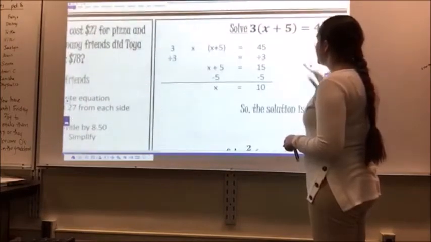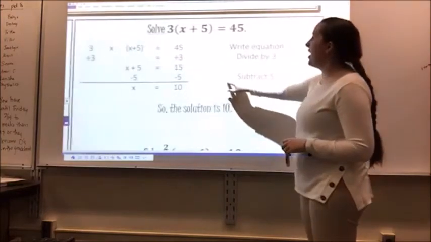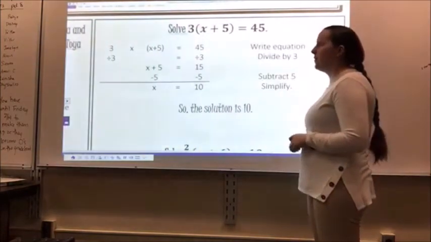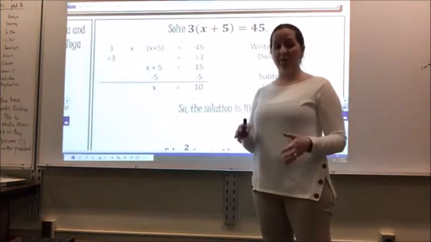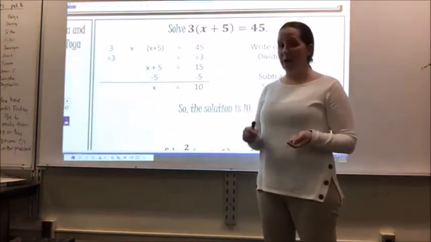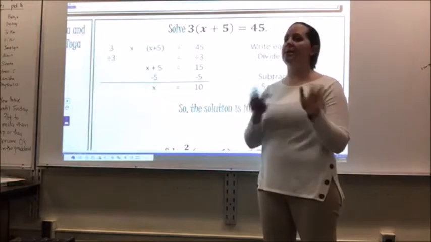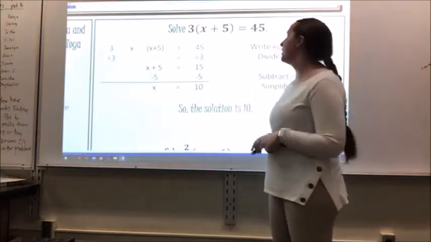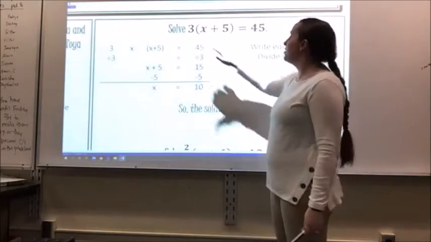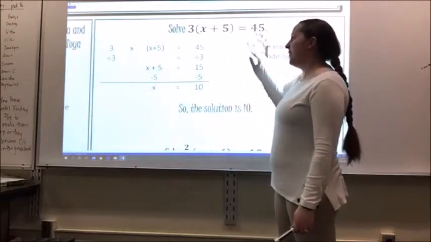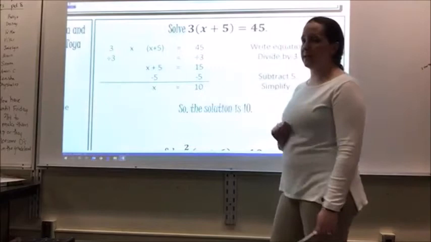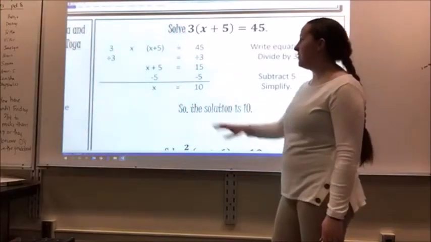Okay, the next one I have is 3 times the quantity x plus 5 equals 45. Again, I have parentheses, so I need to do those first, but I need to do what's on the outside, okay? That equal sign means I have to reverse everything, all right? So I divide both sides by 3 first. I get x plus 5, and 45 divided by 3 gives me 15. X plus 5 equals 15.